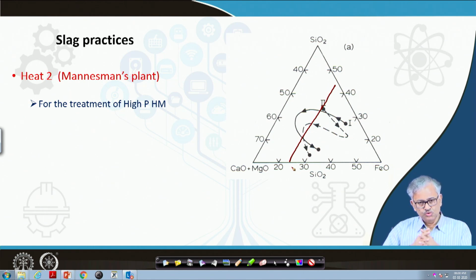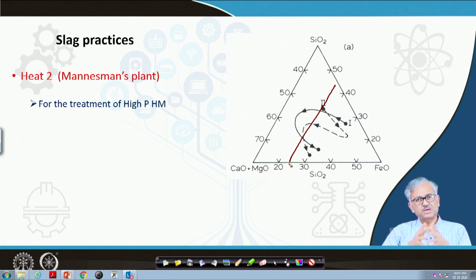Here my intention is to develop a basic slag without consuming much of the carbon. My intention is not to remove the carbon from the system, or with minimal removal of the carbon, I want to develop a basic slag very quickly. So, I want to develop a basic slag with minimal carbon consumption in the bath. So, we start with 25% FeO.